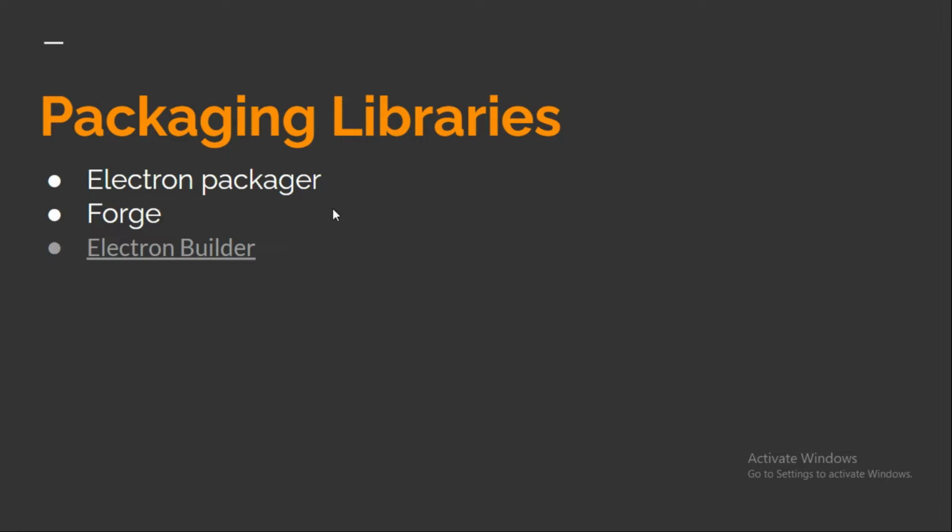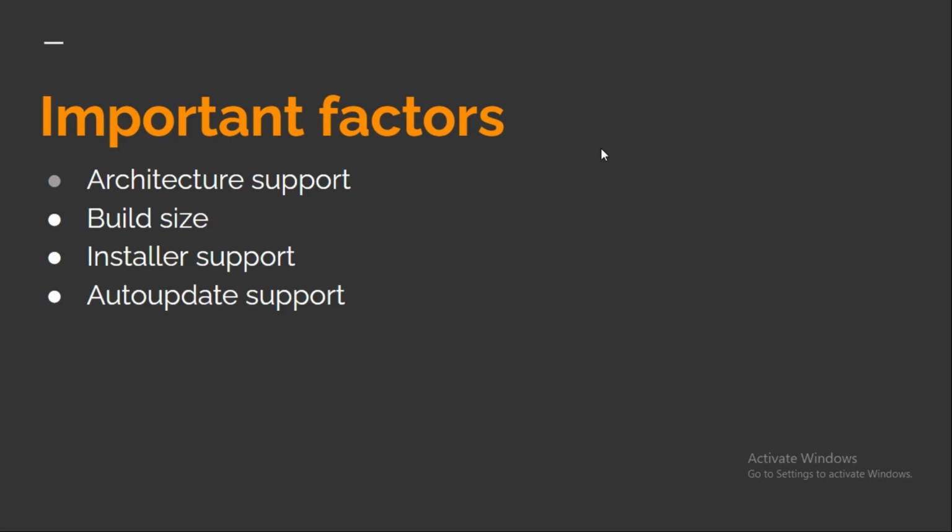There are a few factors that help us decide which packager we can use. First is architecture support. Electron-builder provides multi-platform support, so you can create a build of your Mac application as well as your Windows application. Internally it also helps with multi-architecture support, so you can create a separate build for 32-bit architecture and a separate build for 64-bit. Same with Mac.